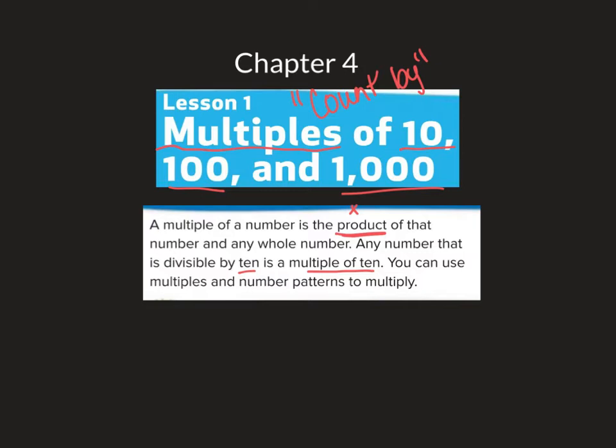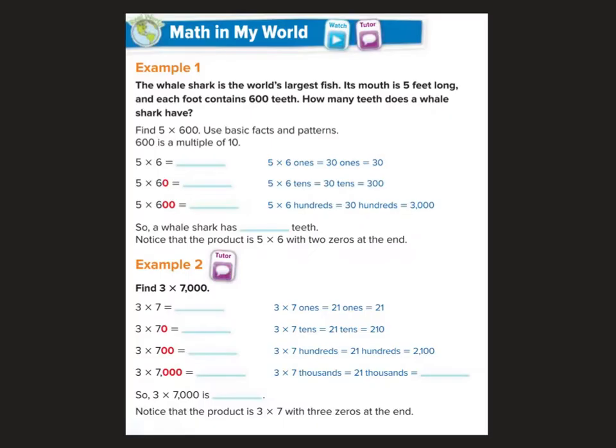Okay, so again, remember when we were studying multiples, we said multiples of 7 are 7 times 0 is 0, 7 times 1 is 7, 14, 21, 28, 35, 42, and so on. So that was the count by numbers. So let's get right into some practice today.